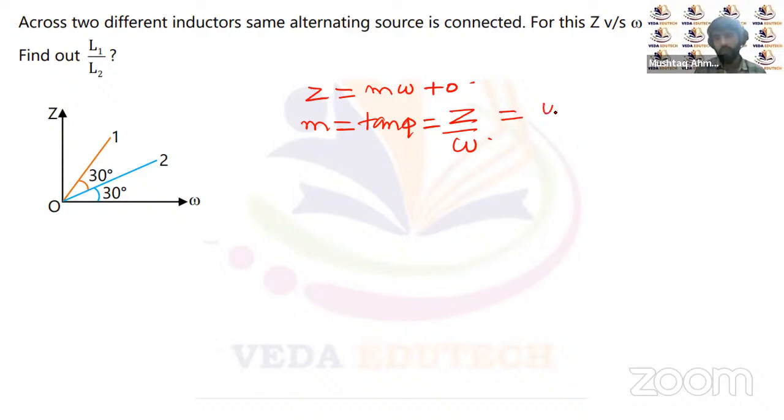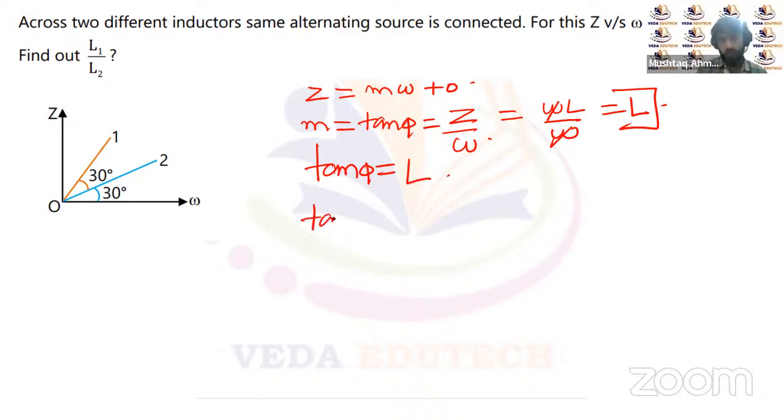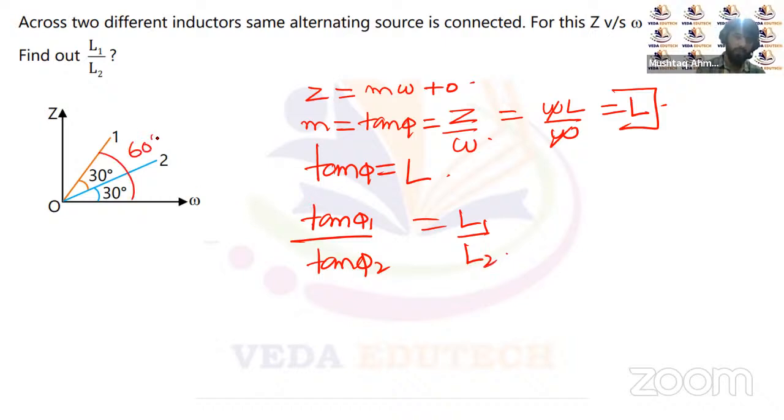Since we're talking about a pure inductive circuit only, we can replace Z with omega L divided by omega. So omega and omega will get cancelled, and we'll be left with the inductance of the inductor only. So tan of phi gives us only the inductance. Tan phi 1 upon tan phi 2 has to be equal to L1 upon L2. For the first graph, the angle it makes with the x-axis is 60 degree, and for the second graph, it makes a 30 degree angle.